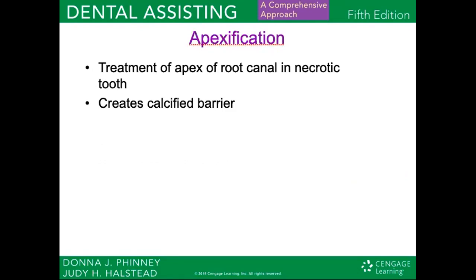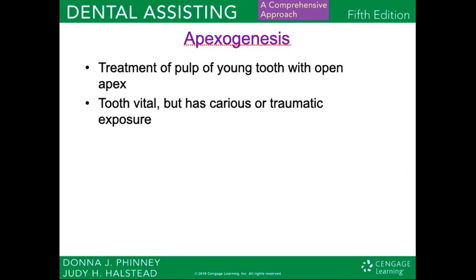Apexification creates a barrier over the open apex of the root of the necrotic tooth. Treatment involves cleaning out and shaping the canal and then placing material into the canal to create a barrier. Apexogenesis is a treatment of pulp of a young tooth with an open apex. Here the tooth is vital but has a carious or traumatic exposure. A calcified bridge forms over the exposed area, allowing it to stay vital, heal, and grow.